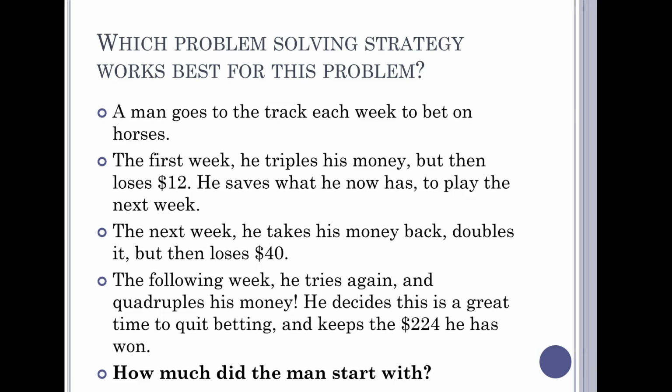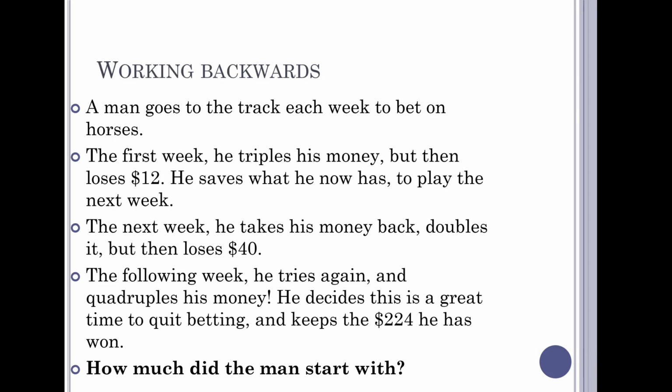We go back. So like, we could say a man goes to the track each week to bet on horses, and that's X. But believe me, just for a second, algebra is super hard on this one. So I'm going to show you something else for now, and then we'll look at the algebra. So here's working backwards. So we're going to go backwards. We're going to say, okay, he has $224 that he kept, right? Right before that, what happened?